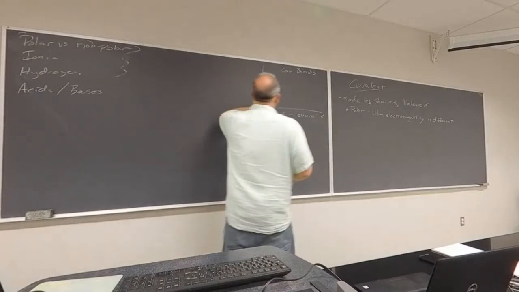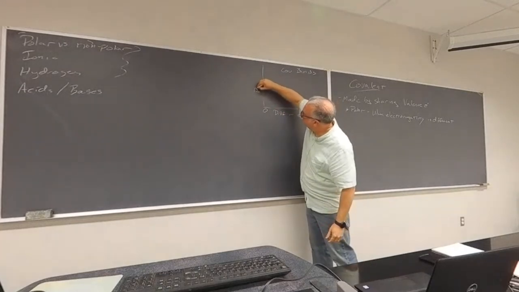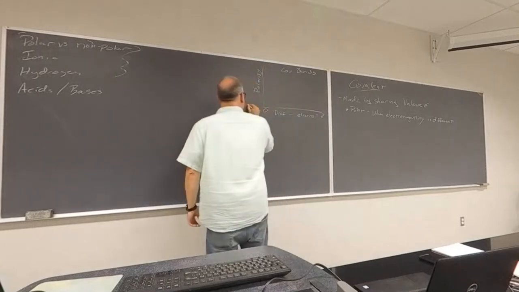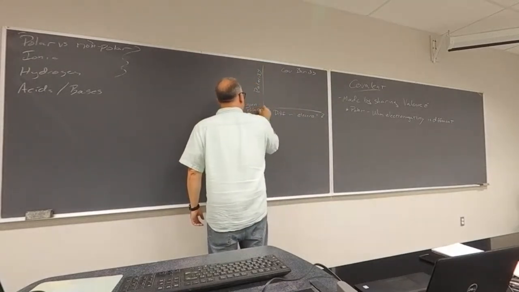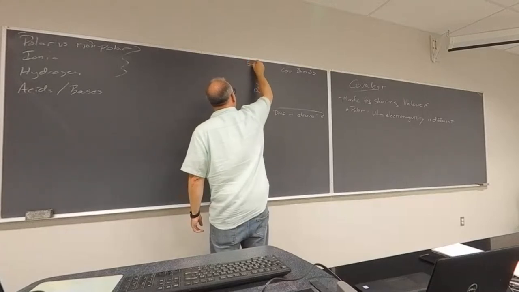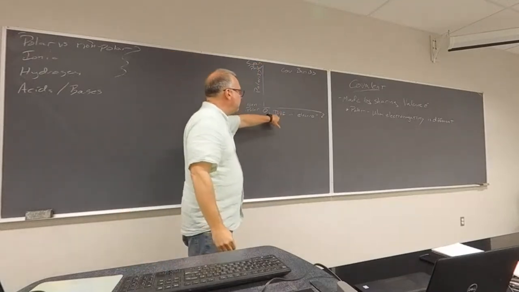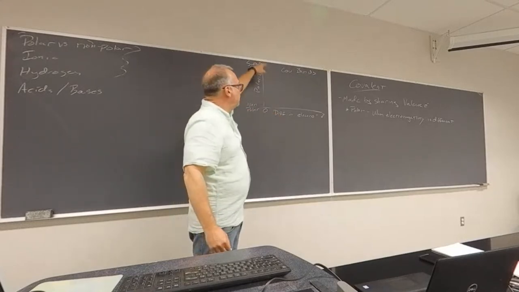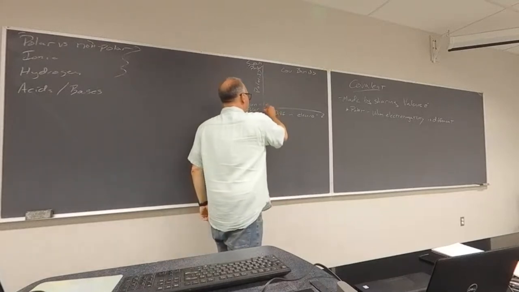So over here is the degree of polarity, where down here is nonpolar and up here is superpolar. If there is no difference in electronegativity, the bond is going to be, where would that be? Yeah, it'd be like right here.